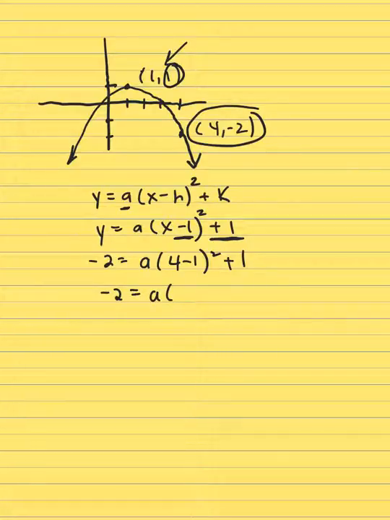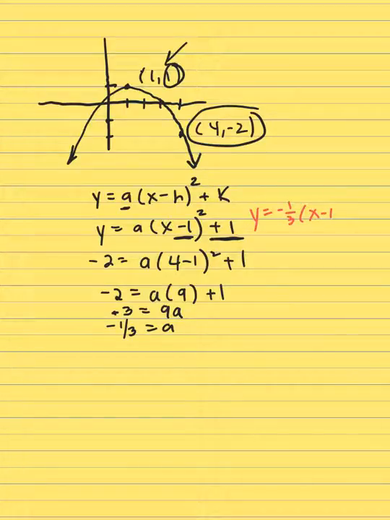So I've got -2 equals a times (4 minus 1, which is 3, squared is 9) plus 1. Subtract 1 from both sides, that's -3 equals 9a. So that's going to be -3 over 9, or -1/3 equals a. So my equation representing this parabola is y equals -1/3 (x minus 1)² plus 1. So that is part D.